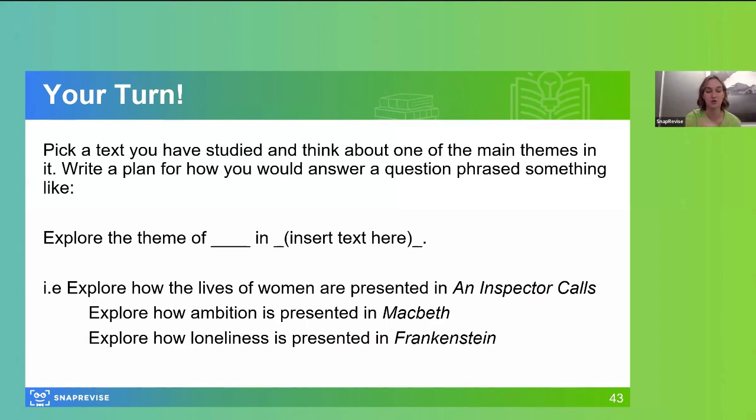So your question will be: explore the theme of blank in blank. These are just some examples. If you've studied any of these texts, feel free to do those ones. Explore how the lives of women are presented in An Inspector Calls. Explore how ambition is presented in Macbeth. Explore how loneliness is presented in Frankenstein.